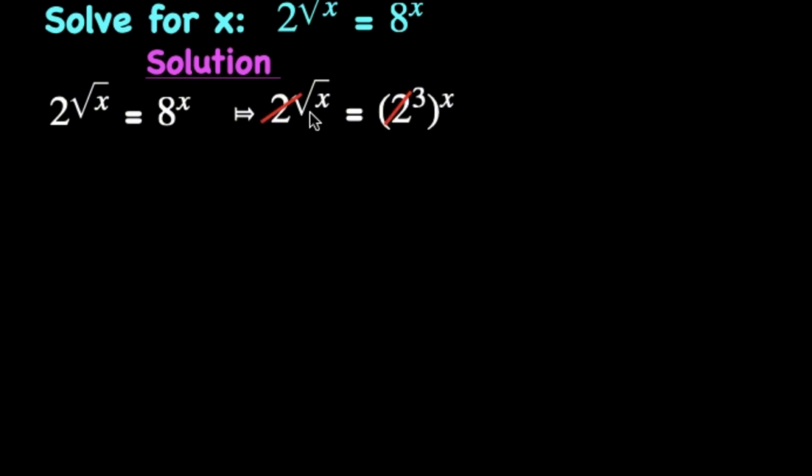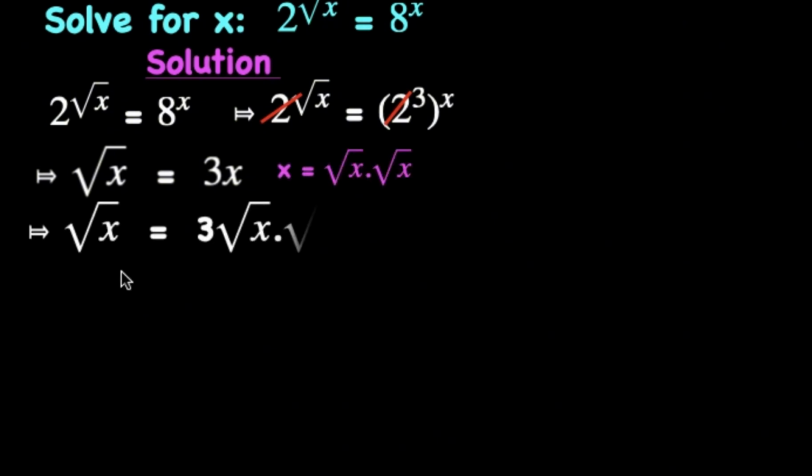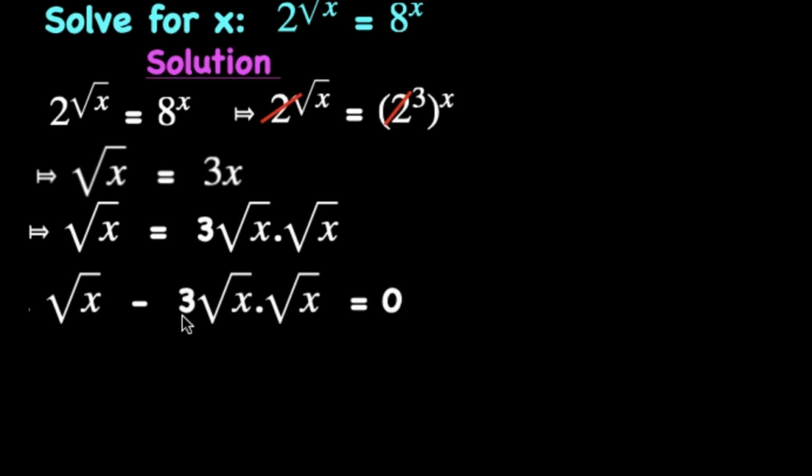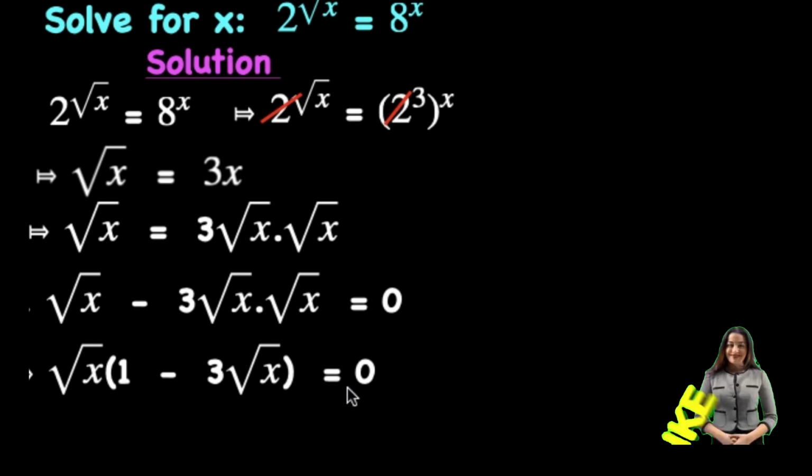Then equate root x to 3x, that is, root x is equal to 3x. To have like terms in both sides, substitute x for root x times root x. Then we have root x is equal to 3 root x times root x. Bring the variables to one side and equate to 0. That is, root x minus 3 root x times root x is equal to 0. Factor out root x. Then we have root x bracket 1 minus 3 root x is equal to 0.